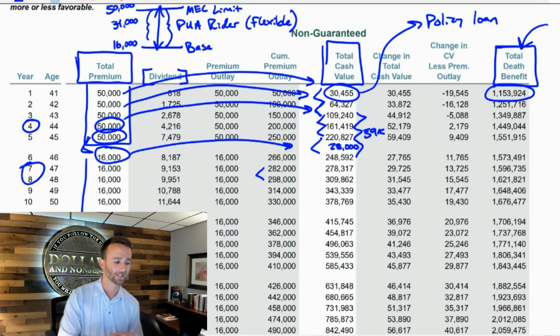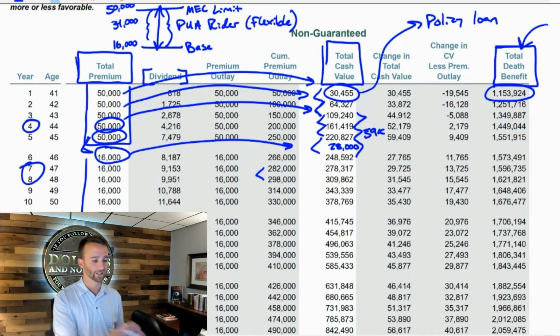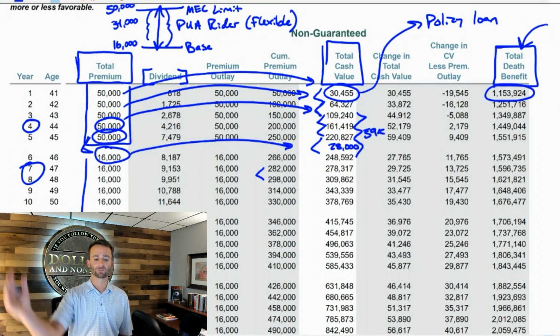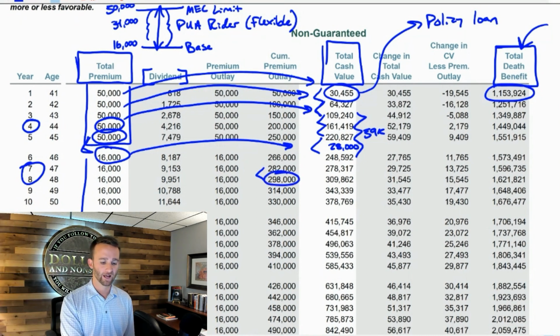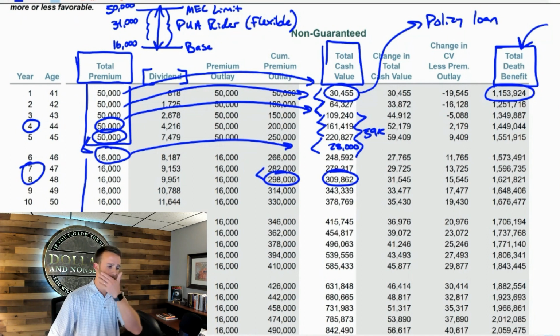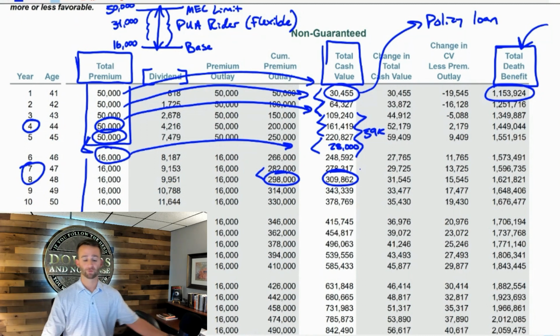But I do know that a lot of people think about that. And by year 8, in this example, is the year that the total cumulative outlay that we put in, the cash value exceeds that. In year 8, we had put in $298,000, and we have $309,000 of cash value. So right around somewhere between year 7 and year 8, the cash value exceeded all. And so now the rest of it's just pure profit from then on.